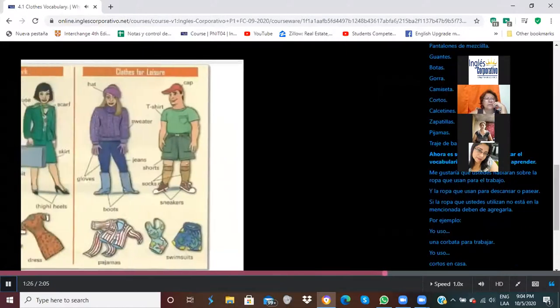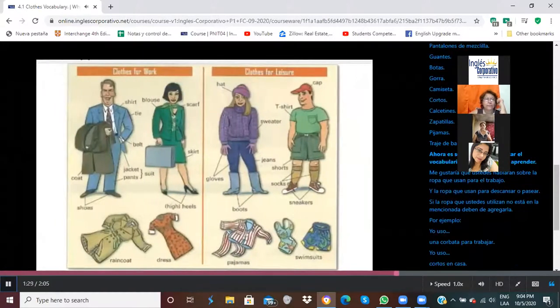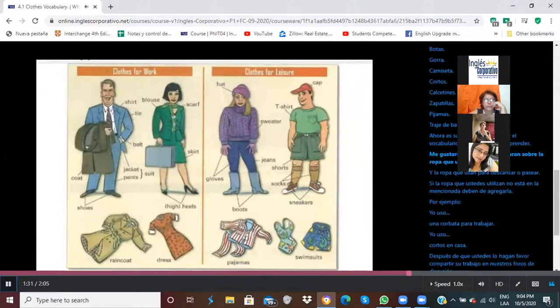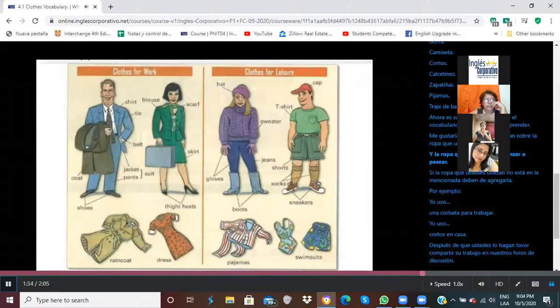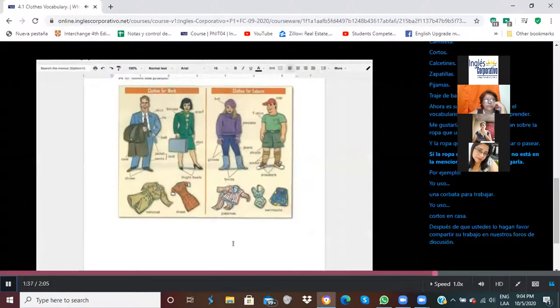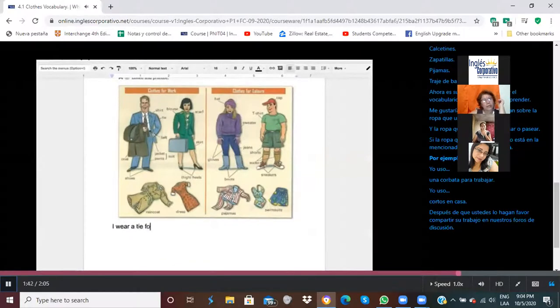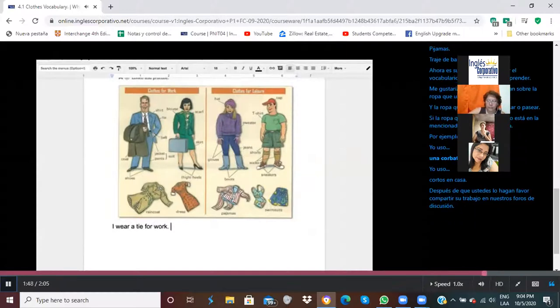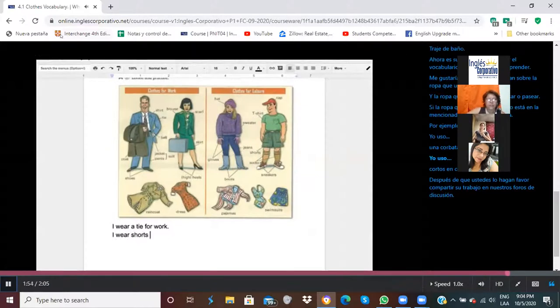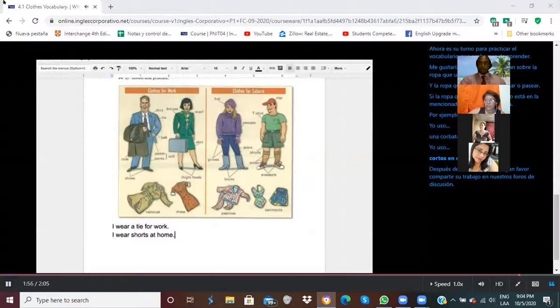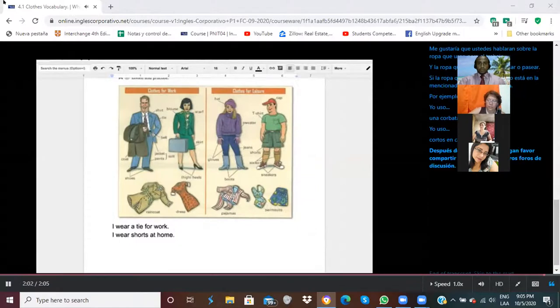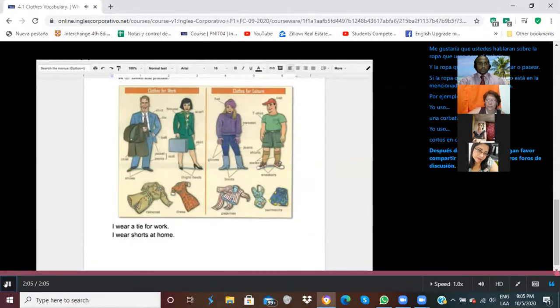Swimsuits. Now it's your turn to practice the vocabulary that we just learned. I would like for you to talk about the clothes that you wear for work and the clothes that you wear for leisure. If the clothes are not mentioned here, you should add them. For example, I wear a tie for work. I wear shorts at home. After you do this, please share your work in our discussion forums.